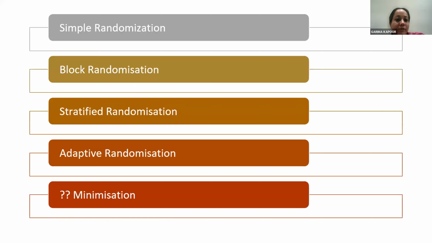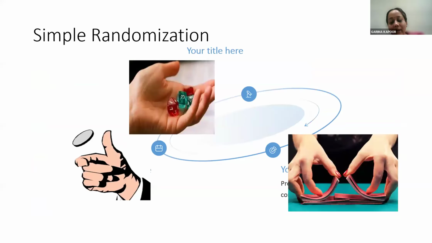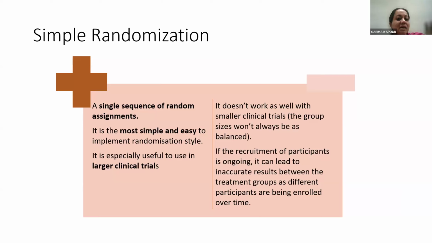Now I'm going to talk about the different types of randomization: simple randomization, block, stratified, adaptive, and minimization, which I'm not sure is part of randomization, but I thought I'll introduce the concept. Now, what is simple randomization? Simple randomization is you can flip a coin, you can roll a dice, you can swap your cards, anything you do. So basically, you are generating a single sequence of random assignment. It is the simplest and easiest way to do.